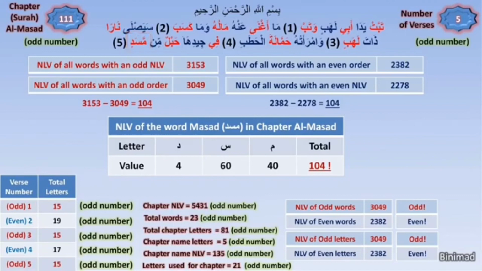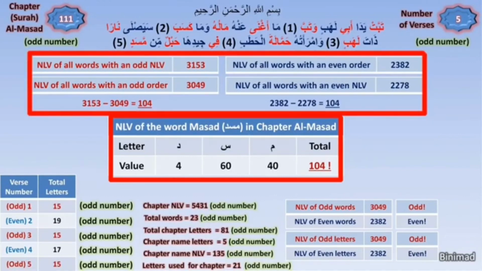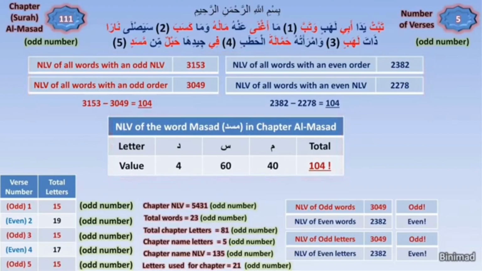How can the entire numerical system of the chapter revolve concretely around odd numbers? How can the key word Masad in chapter Al-Masad have a numerical value that perfectly highlights the relationships between the numerical values of both odd and even totals of odd versus even words and odd versus even total of word values in the chapter? This is humanly impossible.